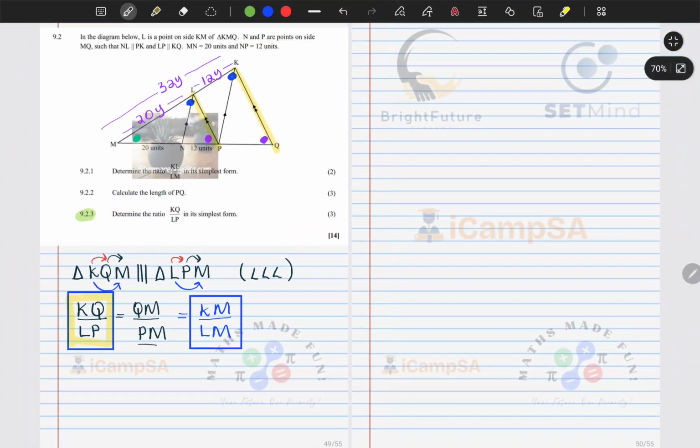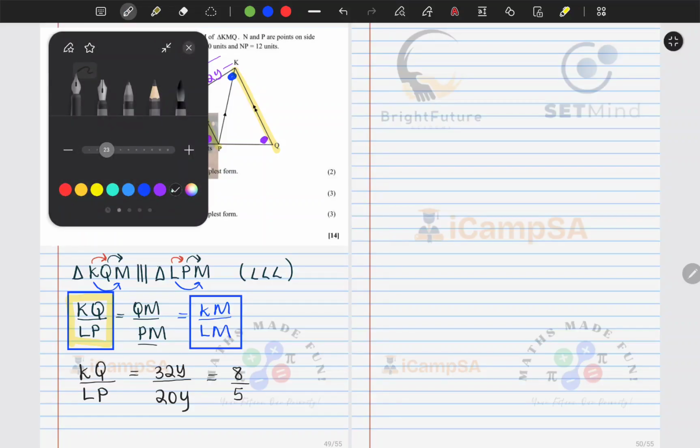Okay, so let's go ahead and maybe use those. So if you look carefully, KM is going to be 32. Okay, so that means we are going to have KQ divided by LP. So KM is 32y divided by LM. LM is 20y. So if you go to your calculator and do 32 divided by 20, what you end up getting is 8/5. Okay, so that there is what you end up getting.